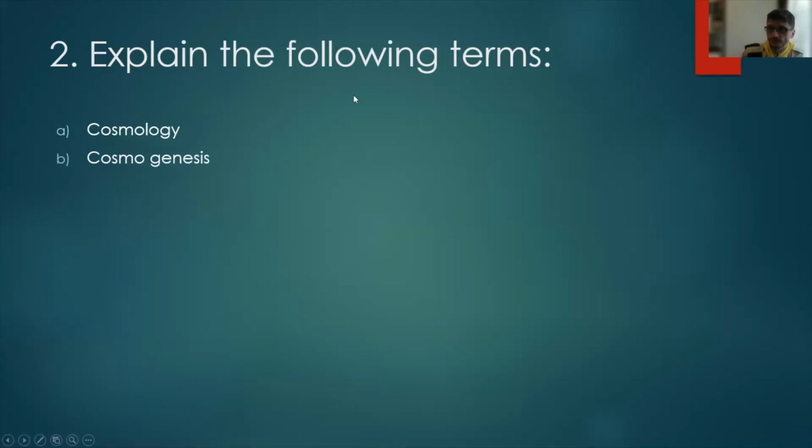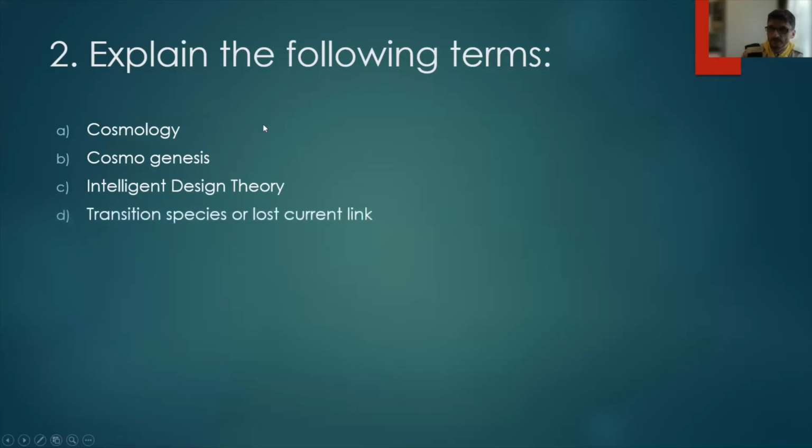Now, we need to explain the following terms. We need to understand what cosmology is, what cosmogenesis is, what we mean by intelligent design, what is the transition of species or the missing link, what is a living fossil, and what actually the Big Bang Theory says.